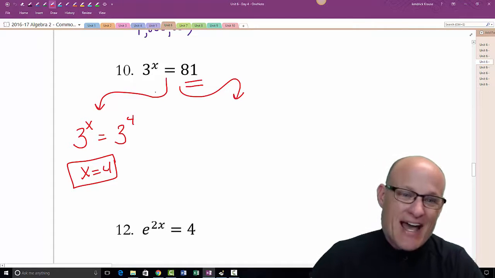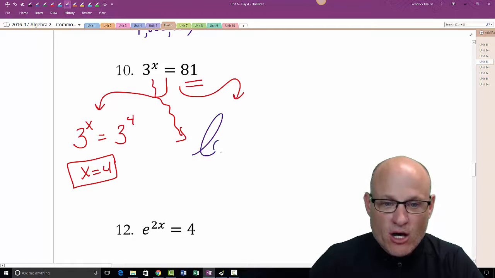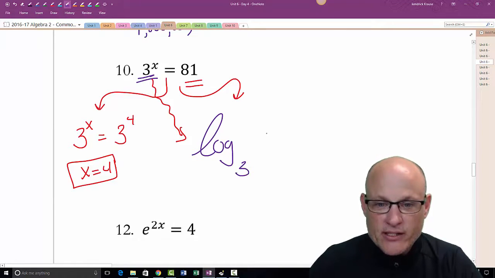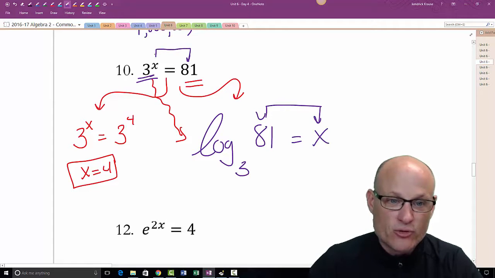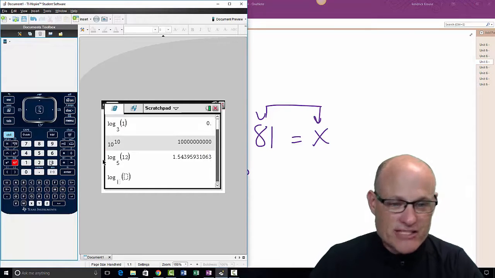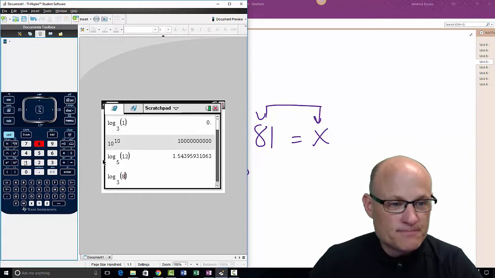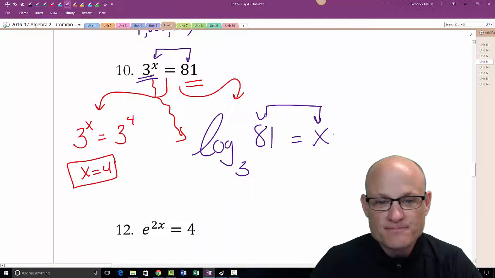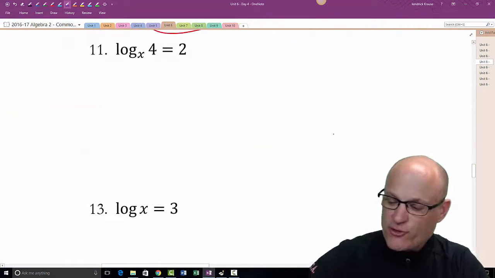So now we're going to change it from an exponential into a logarithmic. So we're going to write log. The base doesn't change. My base is 3. Base 3 of 81 is equal to x. Notice the 81 and x change sides. So now you just grab the old calculator. By the way, in German, calculator is Taschenrechner. Base 3 of 81 is 4. Done.